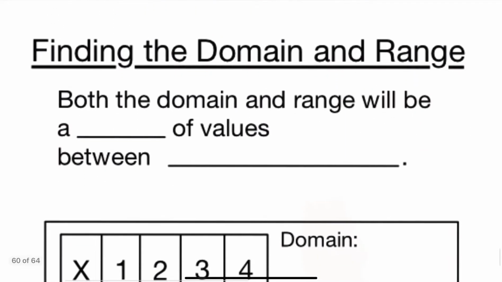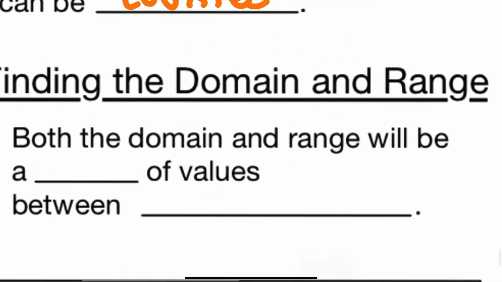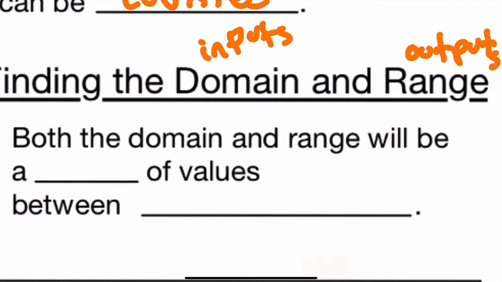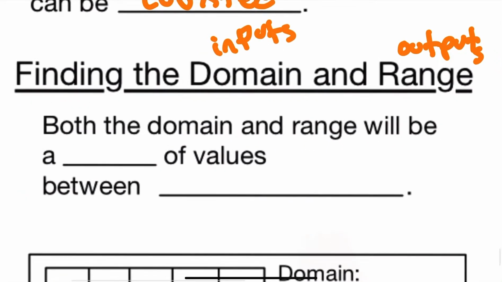So, if we can tell it's discrete, then we could find the domain and range. And when I say domain, I mean those inputs. And when I say range, I mean outputs. All right. So just like we were talking about yesterday, inputs and outputs, or we also said X values and Y values, this is going to be the same idea, okay? The domain is your X values or your inputs, and your range is going to be your outputs or your Y values, okay?